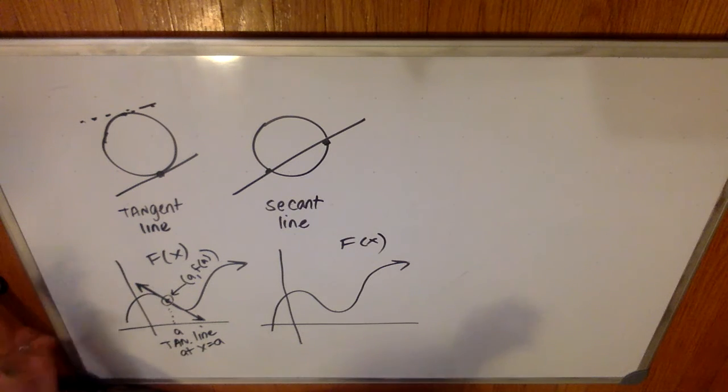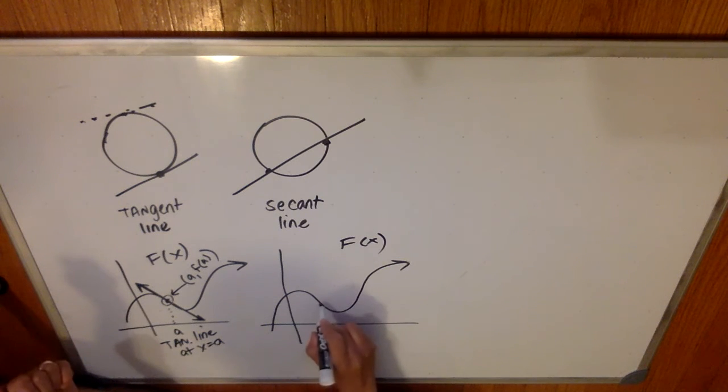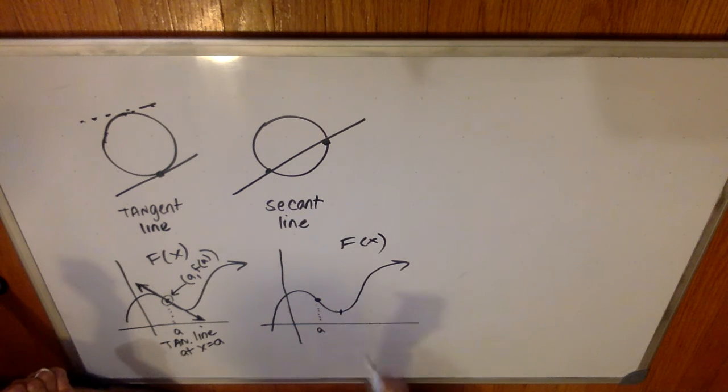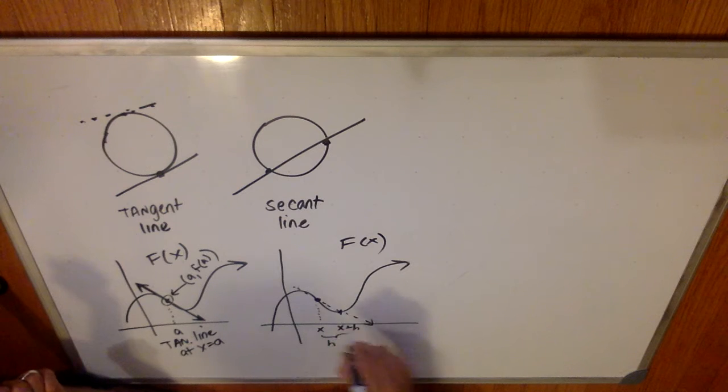So instead, what we do in all of this pre-calculus stuff is we don't find the slope of tangent lines. What we do is we find the slope of secant lines. So if I want the slope of this tangent line at A, I would pick some other point that is h units away, meaning that this spot would be x plus h, and I would find the slope of the secant line.